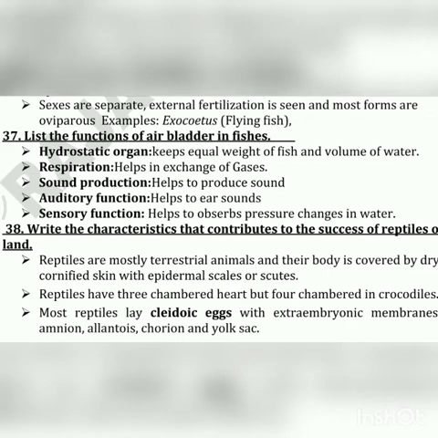And it also helps in respiration by exchange of gases. They also help in sound production. That means it produces some sounds, with the help of this air bladder. And it also acts as an auditory function which helps to hear the sound. And the last one is the sensory function. It helps to observe the pressure changes in water. So these are the functions of air bladder in fishes: hydrostatic organ, respiration, sound production, auditory function, and sensory function.